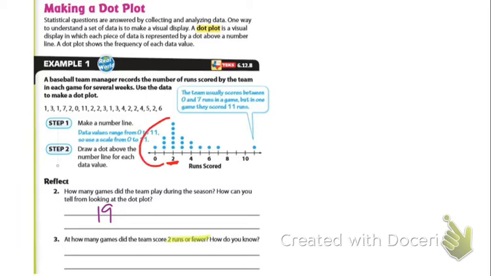If you guys count all of these dots here, you will see that there was a total of 10 games in which they scored 2 runs or fewer. But make sure you read the questions carefully because sometimes they can ask you less than 2 runs, but not including 2 runs, you know?